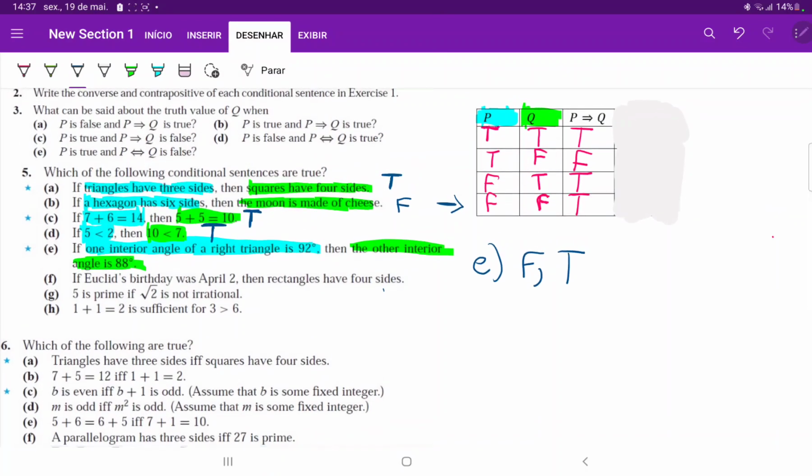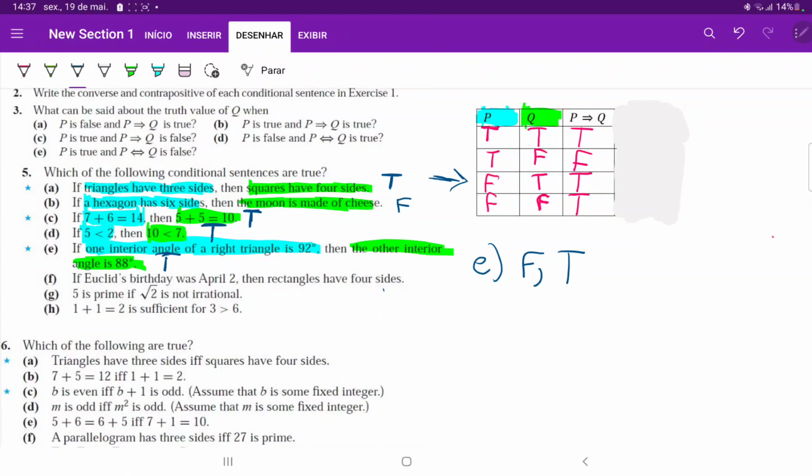Which line does it describe? P is false and Q is true. Well, let's see, it is the third line, right? Yep, it is the third line. So if P is false and Q is true, then my conditional is also true.